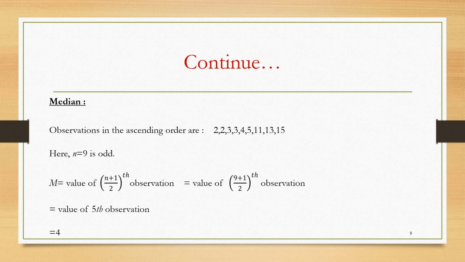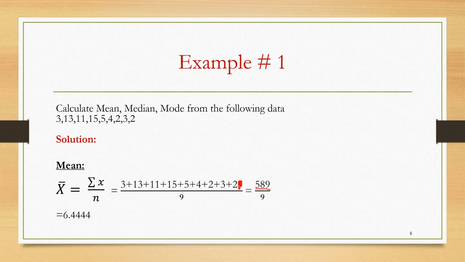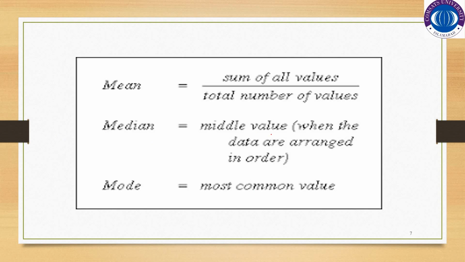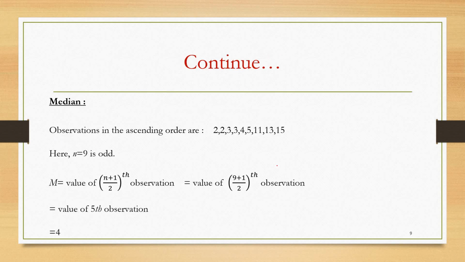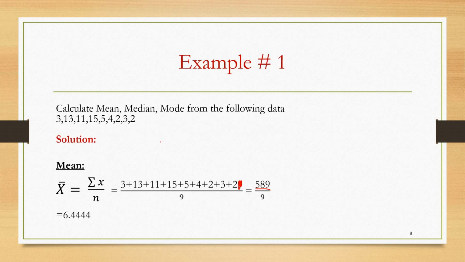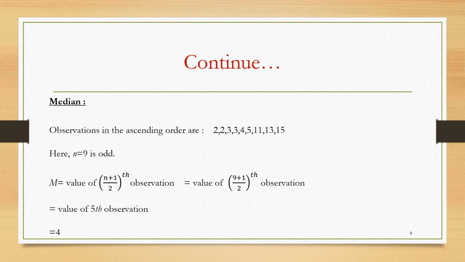Now we will calculate the median. We have studied that median is the middle value when the data set is arranged. So, first step is we will arrange the data set. And in which order we will arrange? We always arrange data set in an ascending order. We will arrange this data set in ascending order. So, it looks like this.